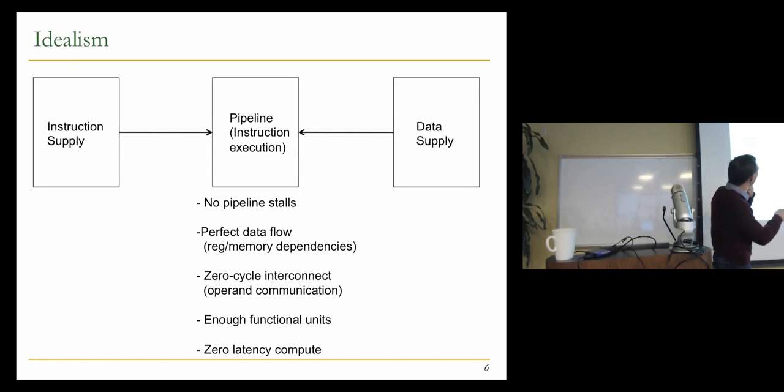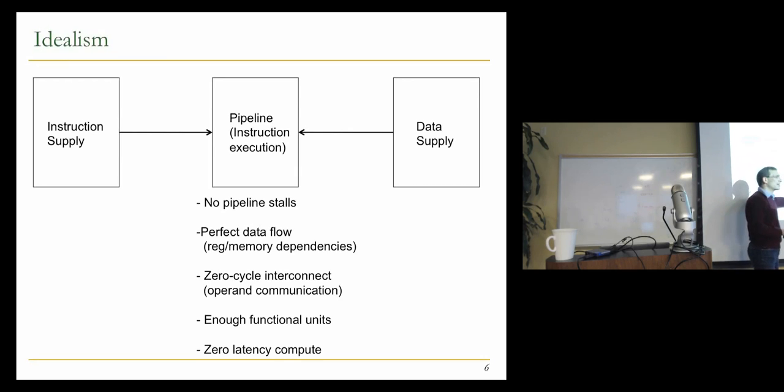We've covered so far in this course the pipeline part of it. We've talked about many different ways of minimizing pipeline stalls. Ideally, you would like to get no pipeline stalls. Ideally, you would like to have perfect data flow: you'd figure out the data dependencies, and things will execute right away when their inputs are ready. Ideally, you would like to have zero cycle interconnect such that communication between functional units happens in zero cycles. We didn't talk about that as much. We'll get back to interconnect communication, but you can imagine whenever you do bypass, it takes some time, right?